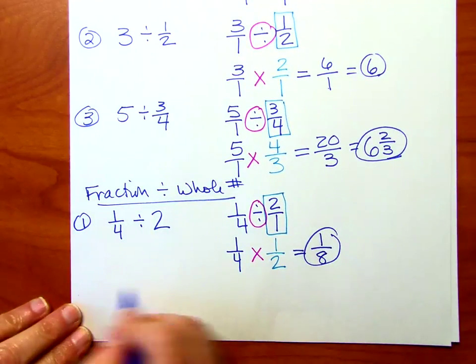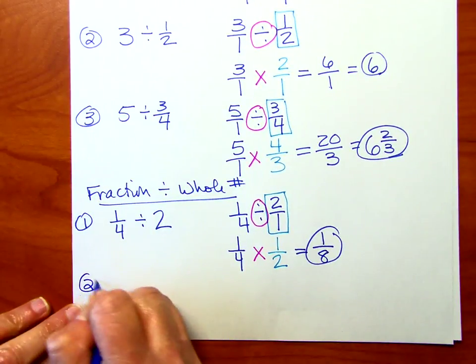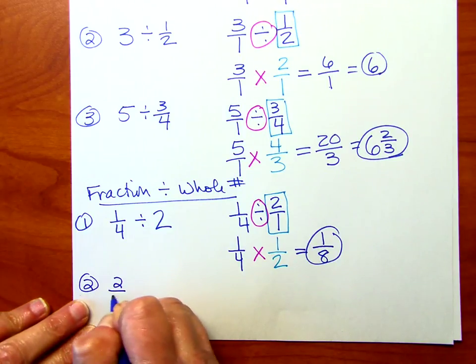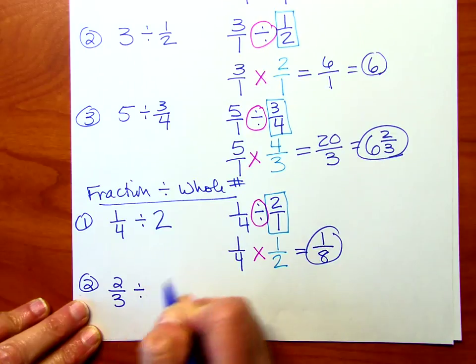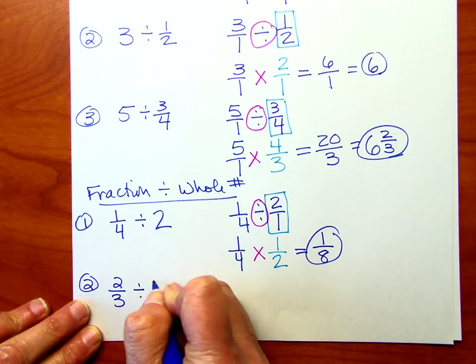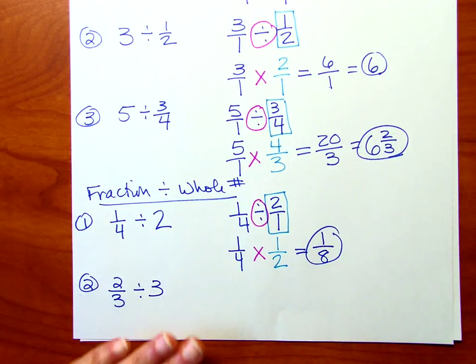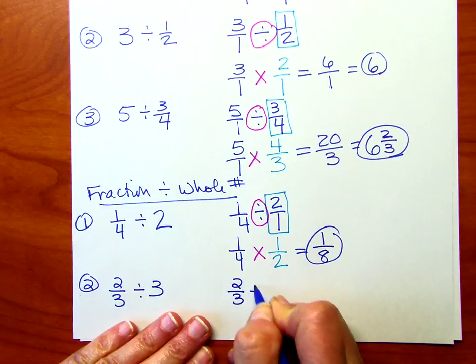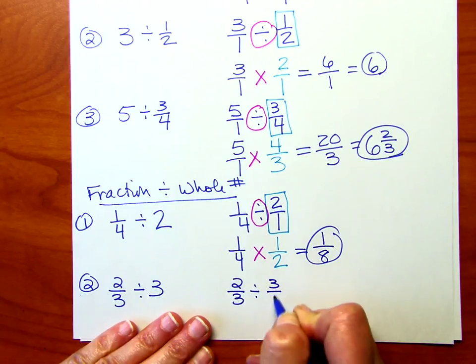I'm going to squeeze it in down here. So the second problem, let's say we have 2/3, and we're going to divide that by 3. So again, I'm going to rewrite it, 2/3 divided by 3/1.